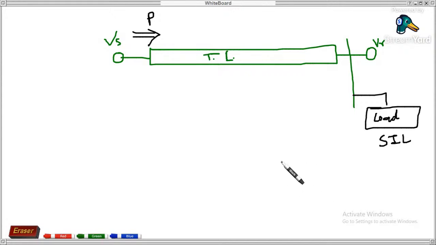Fine. And what is the formula for SIL? P0 is equal to V0 square upon Z0. Okay. Let's assume, according to the past history of this transmission line, that this is a 25-year-old transmission line, and assume the SIL of this transmission line, P0, is 0.5 megawatt.